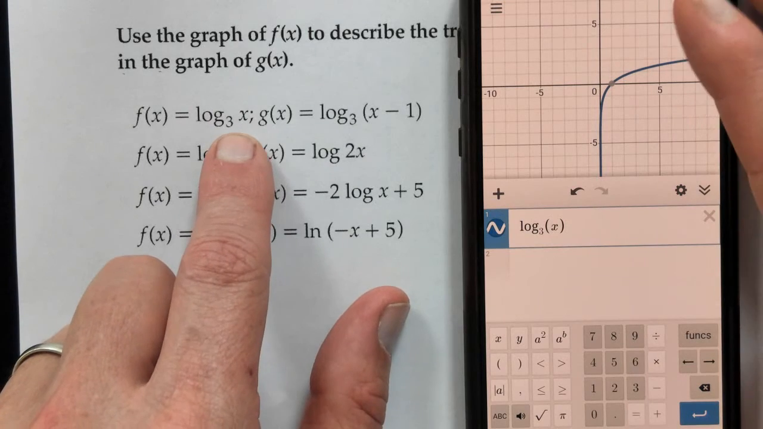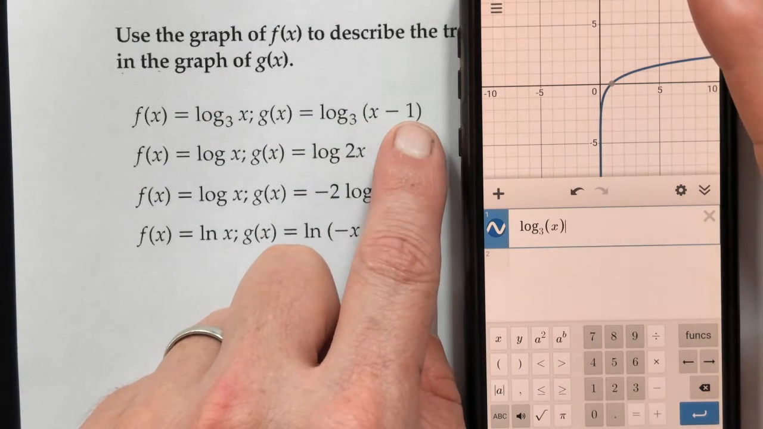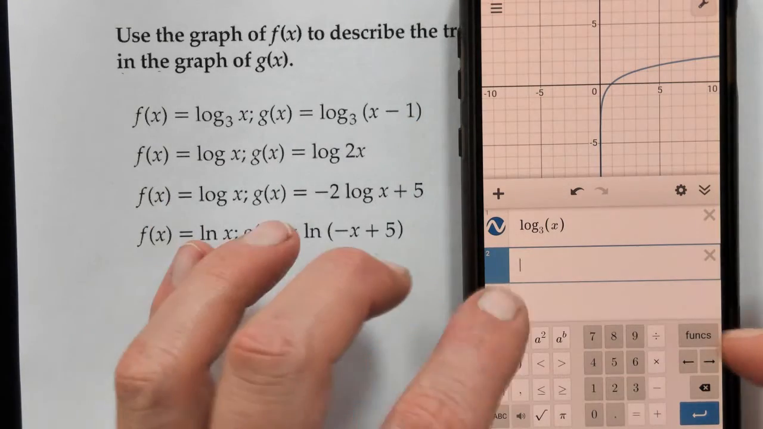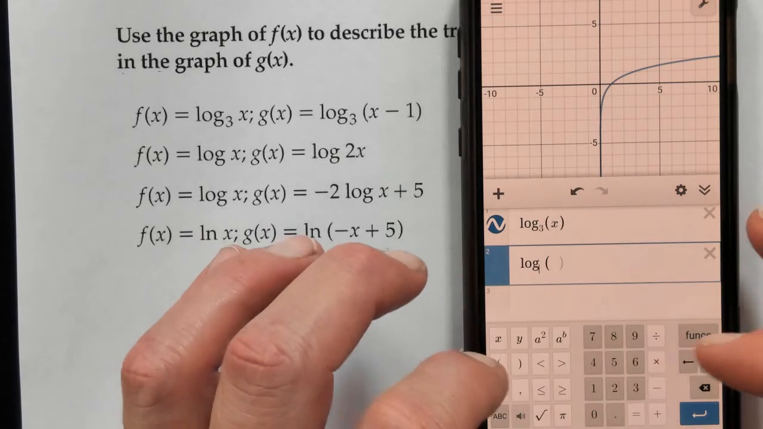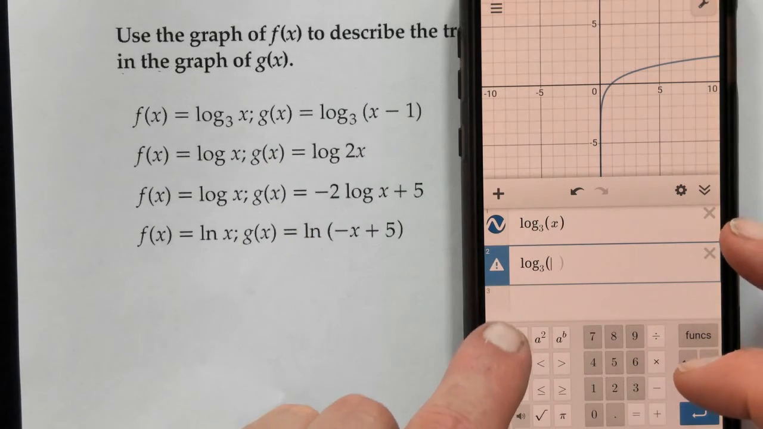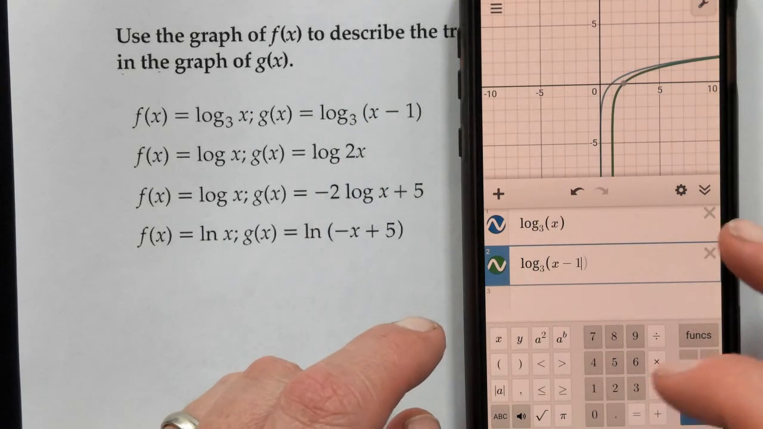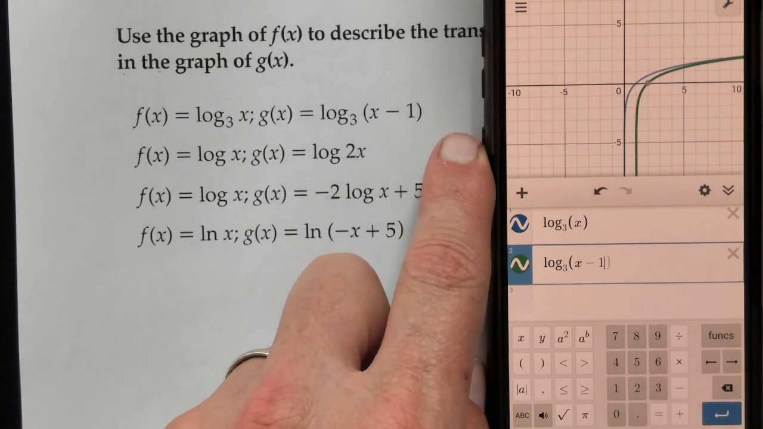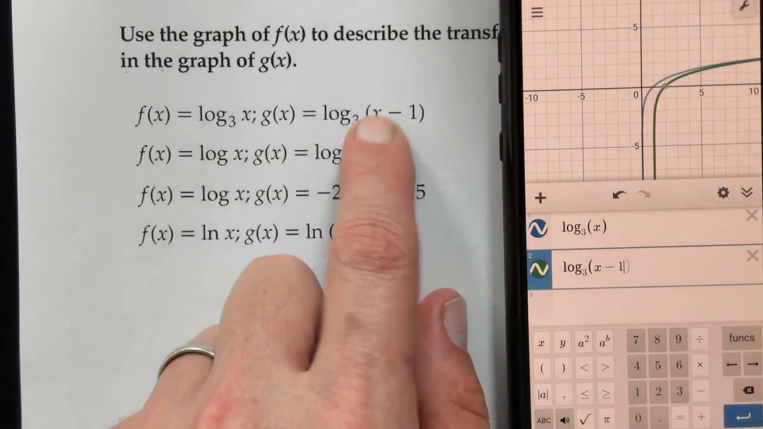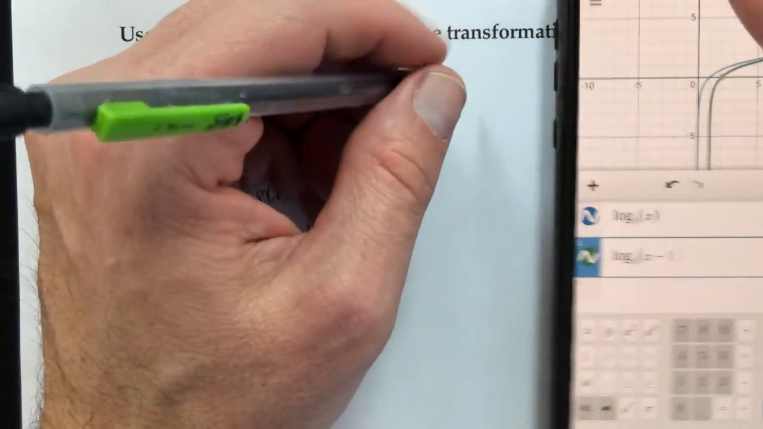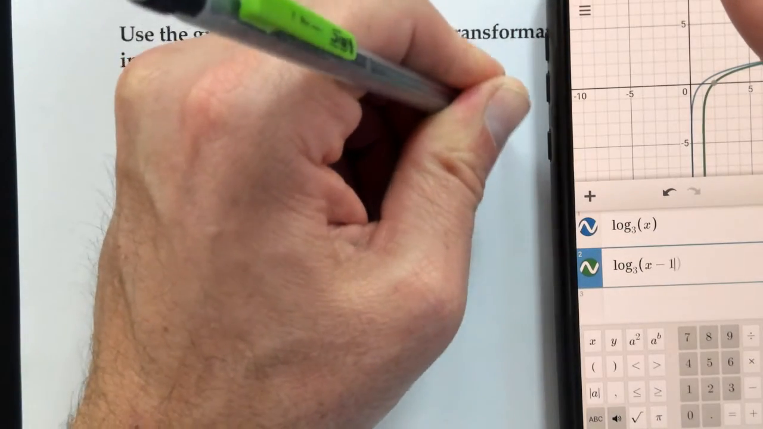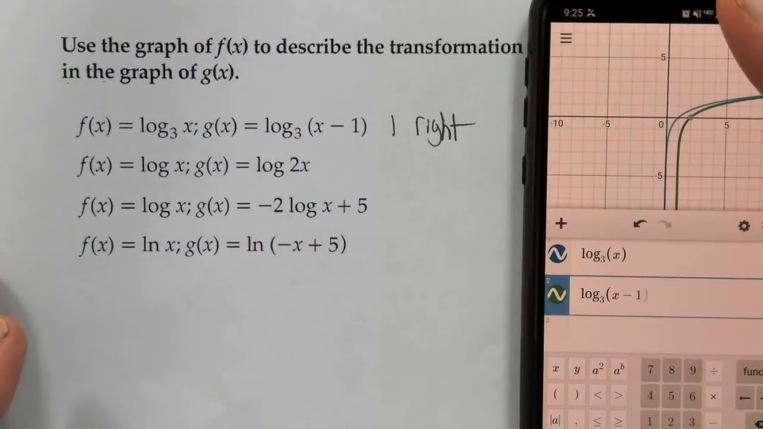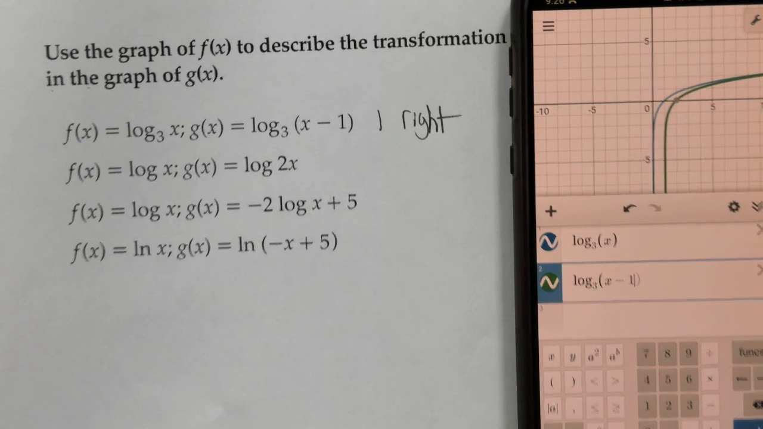Now, we want to know what happens if we change that to x minus 1. So I've got another log function I'm going to plug in here. Again, it'll be log base 3, this time of x minus 1. So we've got them both graphed on the same screen, and we can see what happened. Whenever you subtract 1 directly from the x, that's going to move it one space to the right. So no surprise there. We know that's what typically happens. Let's go to the next one now.